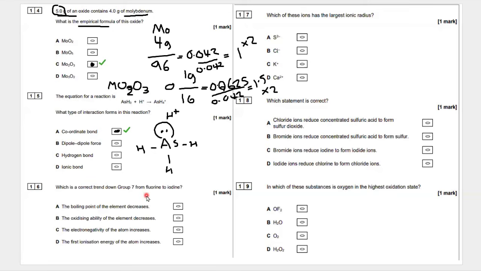Right, what is the correct trend down group 7 from fluorine to iodine? So does the boiling point of the element decrease? Well, you know that fluorine's a gas. Hopefully you know that iodine is a solid, a grey-black solid. So the boiling points definitely don't decrease, they increase. So that one is incorrect.